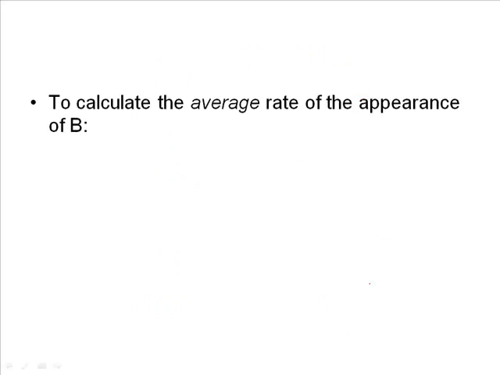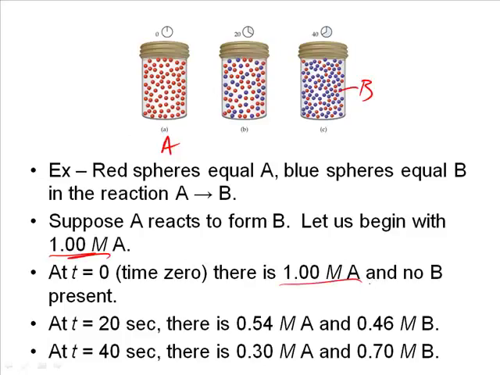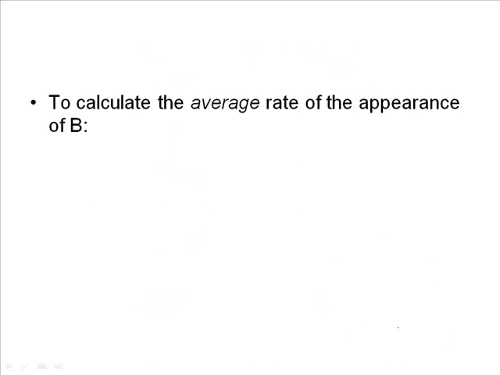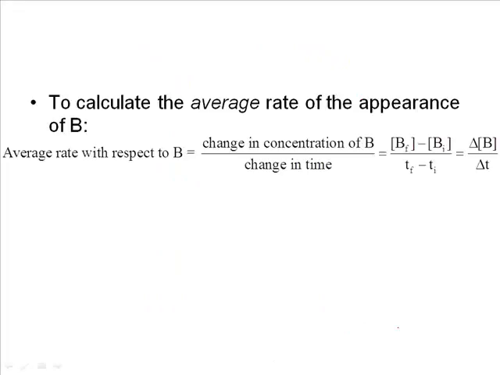If we wanted to calculate how the A is changing over time, we could do it in terms of A disappearing from 1 to 0.54 or 0.54 to 0.30. Or we could do it as B appearing from 0 to 0.46 or from 0.46 to 0.70, depending on which time you wanted to focus on. So if we were talking with respect to the appearance of B, we would take the change in concentration at a certain point minus the concentration at another point, and then use those time factors.